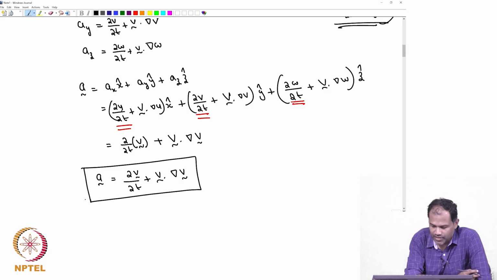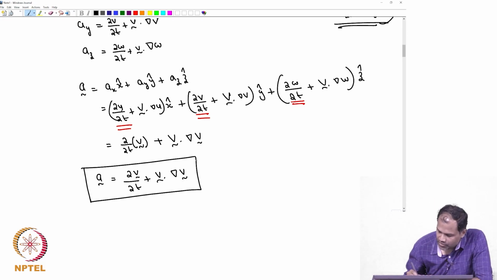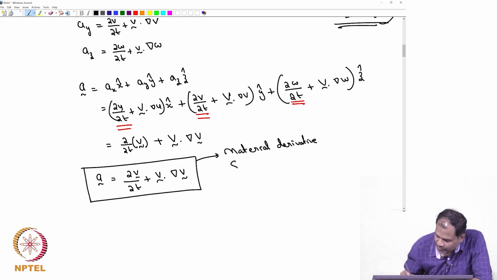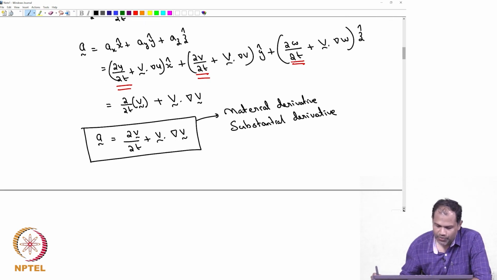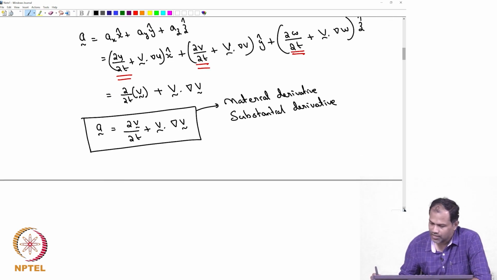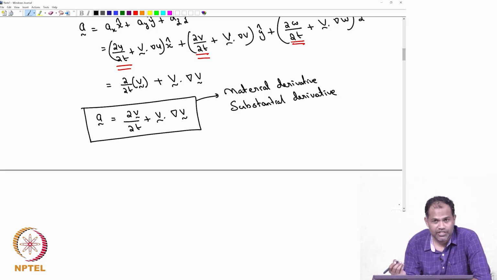Okay. So, really this kind of derivative is called material derivative, or substantial derivative, or even sometimes total derivative. Okay. So, this expression gives you the acceleration, but you could find out the material derivative of any quantity of interest.